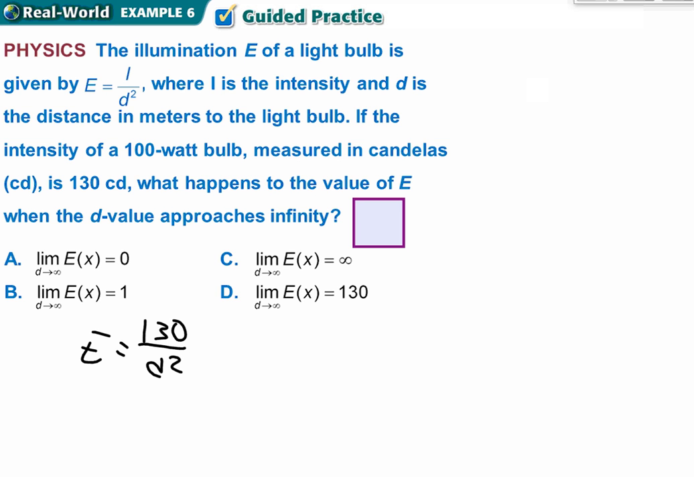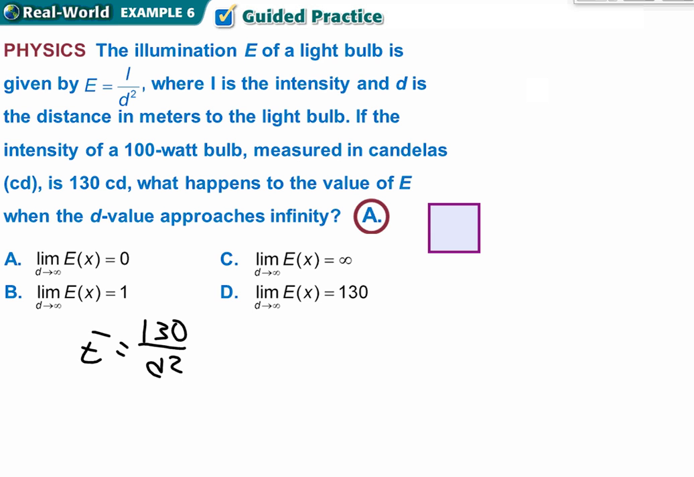Now think about D getting super big. We're squaring it, and then we're taking 130 divided by a super big number. What's that getting close to? It's getting close to 0. Think of it as 130 over 1,300,000 or something, because it would cancel easily. So it'll be getting closer and closer to 1 over a super big number, and so that'll be getting closer to 0. So just some things to think about there.